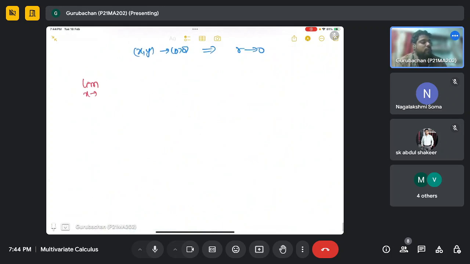Limit of tan inverse y, this is nothing but 1. So we need to prove this.